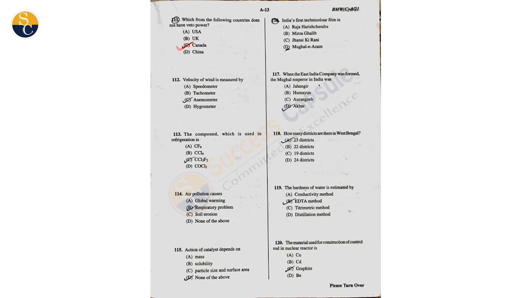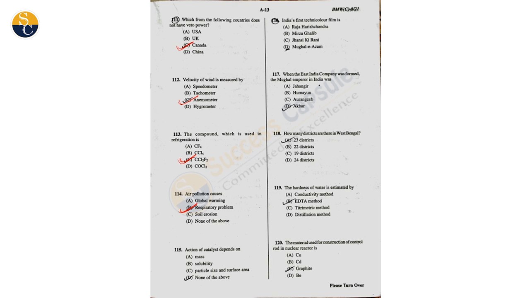Next, velocity of wind is measured by an anemometer. So, C is the correct answer. Next, the compound which is used in refrigeration is liquid furan. So, C is the correct answer. Next, air pollution causes respiratory problems like asthma, lung cancer or COPD, chronic obstructive pulmonary disease. So, B is the correct answer.